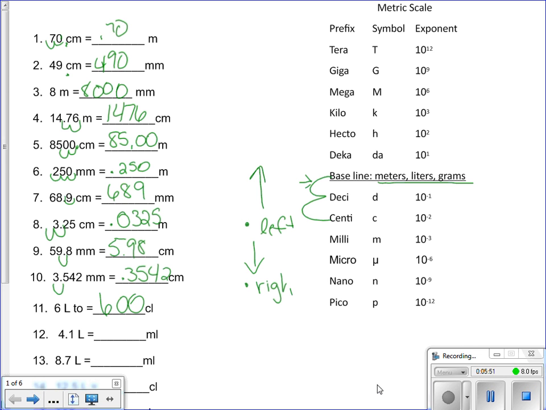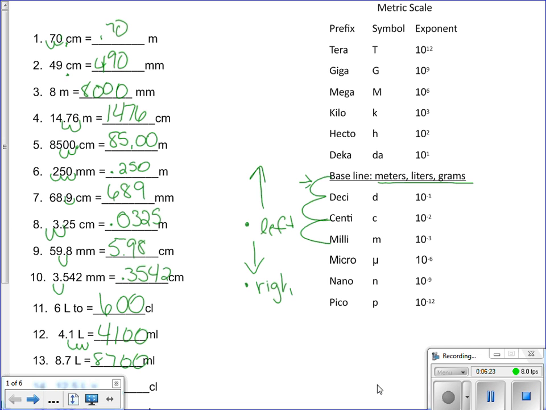4.1 liters to milliliters. So we're going down our scale 3 times. So we move our decimal 3 times to the right. So that's 1. So we have to plug in 2 zeros. And then lastly, number 13, 8.7 liters to milliliters. So again, we're going down the chart 3 steps. So we move our decimal 3 times to the right to give us 8,700 milliliters.